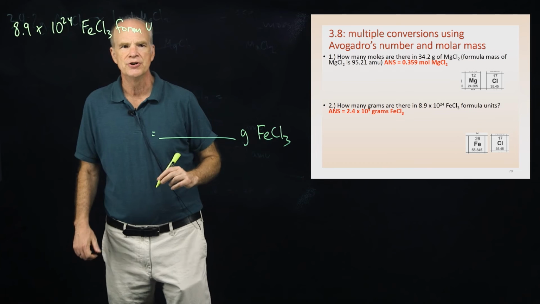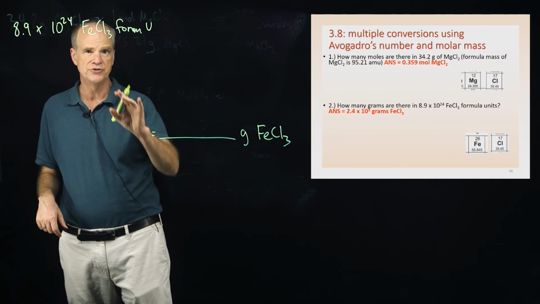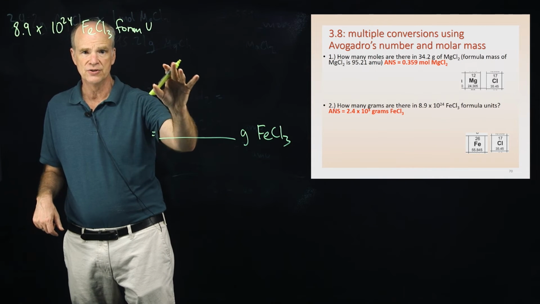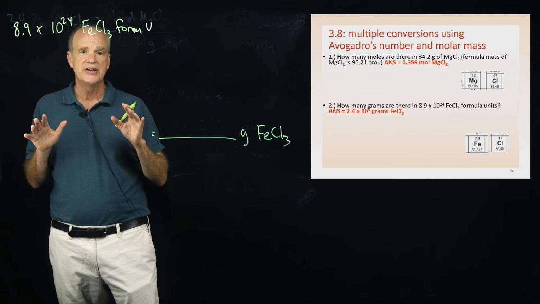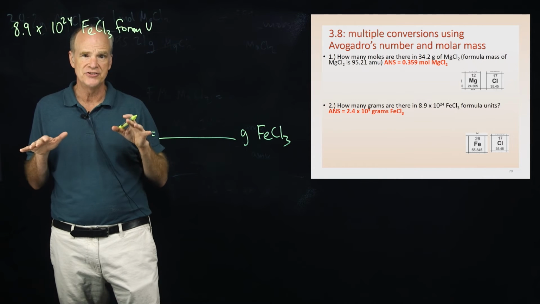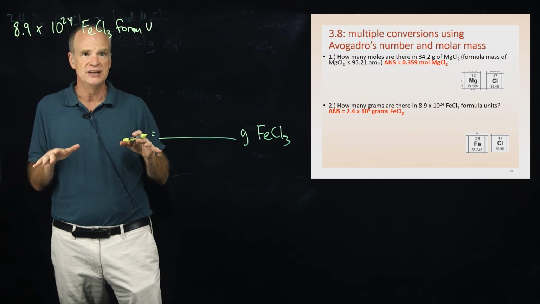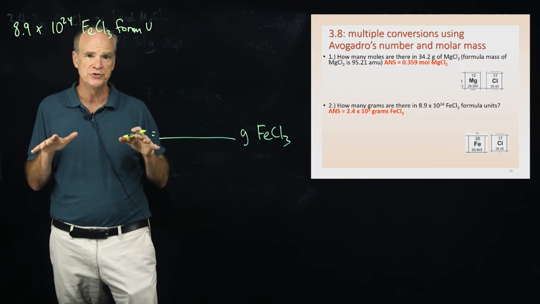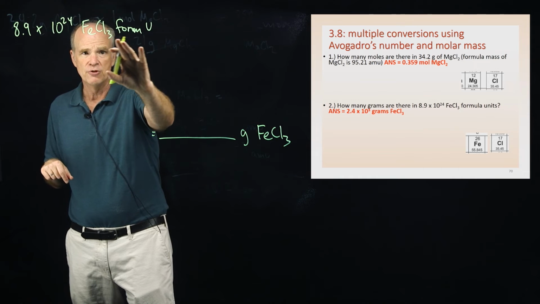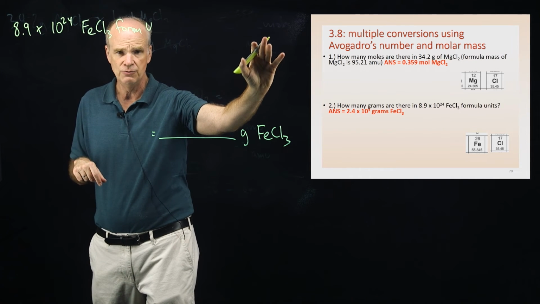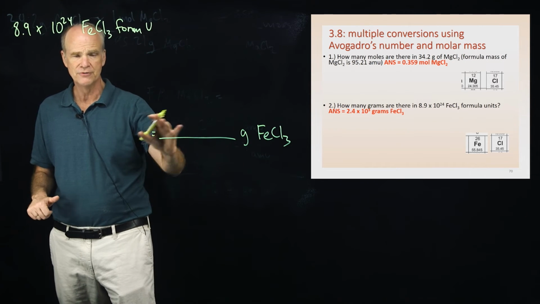Okay, so let's think about how we're going to approach this problem. I cannot think of a way to directly convert the formula units of iron chloride into the grams of iron chloride. But what I do remember is that 1 mole of anything is 6.022 times 10 to the 23 of that anything. So if you have 1 mole of formula units of iron chloride, you will have 6.022 times 10 to the 23 formula units of iron chloride. So you can use that relationship to get formula units of iron chloride to moles of iron chloride. And then once you have moles of iron chloride, you can use the formula mass of iron chloride, which we'll have to work out, to convert that to grams of iron chloride.